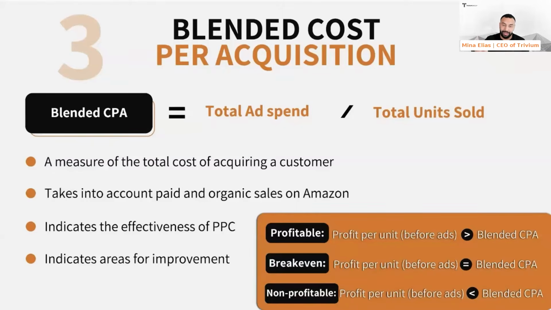If your blended cost per acquisition equals your maximum profit per unit, you're breaking even. If it's smaller, you're profitable. If it's bigger, you're losing money. So how can you improve your blended cost per acquisition? Obviously, increase the number of units sold for the same ad spend or decrease the ad spend. Decreasing the ad spend is the optimization, also improving the conversion rate and the click-through rate. And increasing the total number of units sold is going to come from improving your click-through rate, improving your conversion rate, and having better targeting on your ads. So you can start to see how everything works together.